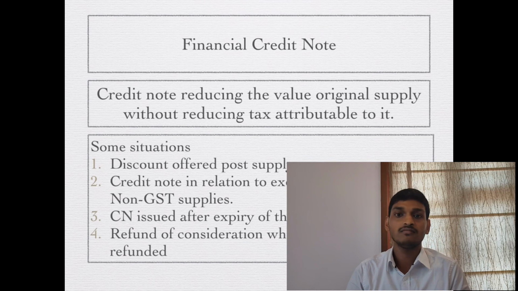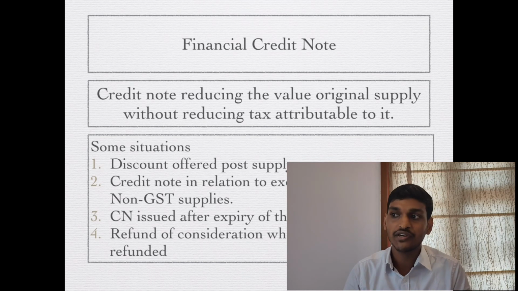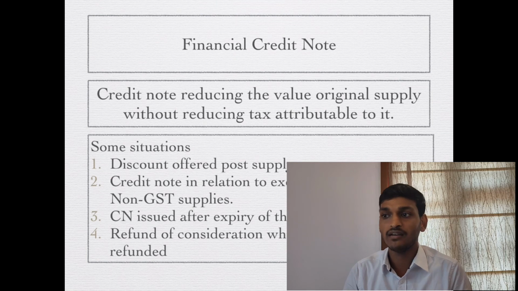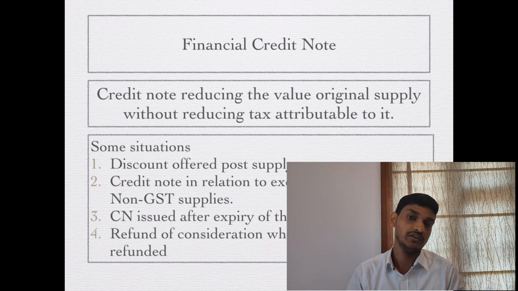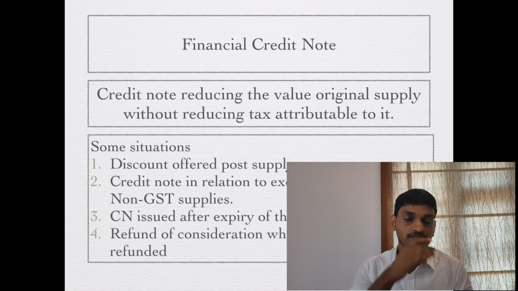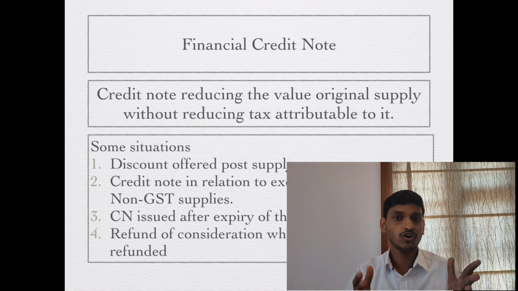Then what is financial credit note and debit note? That is very important to understand here. I would say in common man's language, a financial credit note is reducing the value of the original supply without reducing the tax attributable to it. What is it? In the credit note, the taxable value is decreased, reduced, but tax has no effect. This is what a financial credit note is. Okay, if tax is affected, then a GST credit note is to be issued.